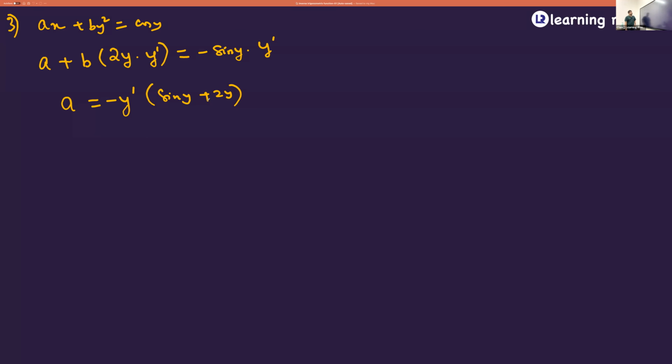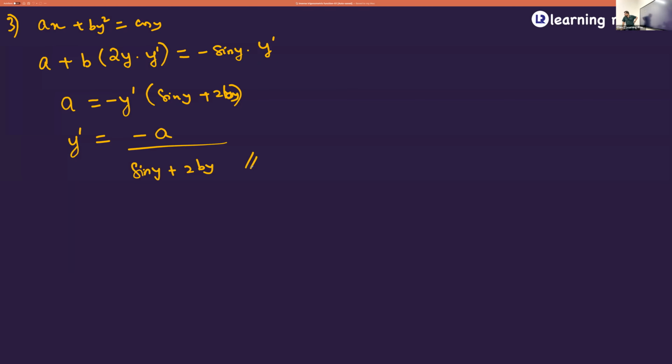I directly wrote it because this will go to the other side, the 2by. This will go to the other side as minus 2by into y dash. If I take the minus sign outside, sin y plus 2by, the whole thing multiplied with y dash will be on the right hand side. So what is the value of y dash? It is minus a divided by sin y plus 2by. That's the answer.